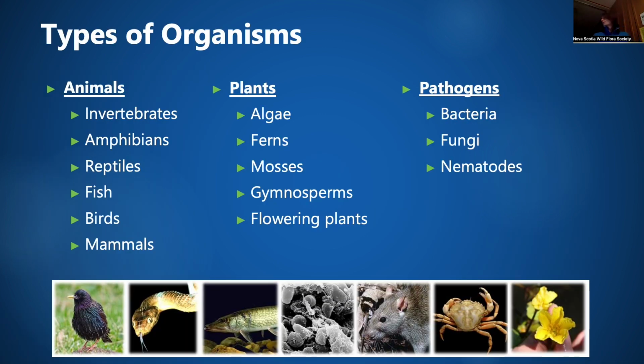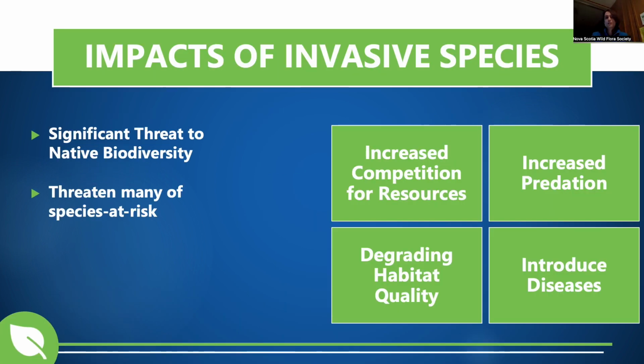And there are many different types of invasive species, but today we'll primarily be talking about plants as well as a few invertebrates. And why do we care about them so much? A lot is the impacts that they have, in particular on ecosystems. It's well recognized that invasive species are a significant threat to native biodiversity worldwide, and they threaten many of our species at risk with extinction.